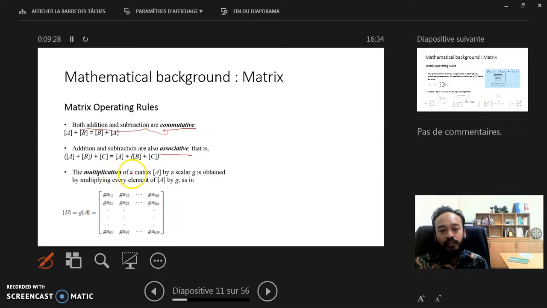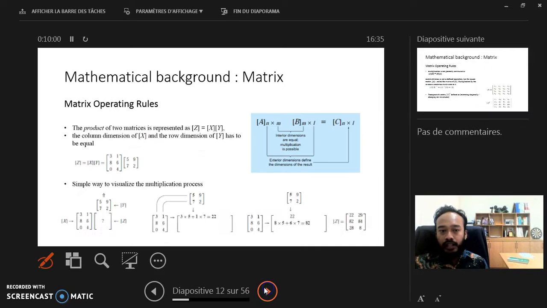And then multiplication. We can also multiply a matrix by a scalar. Multiplying a matrix by a scalar means, let's say we have a matrix A multiplied by a scalar G, which becomes a new matrix D. Matrix D is simply a matrix with each element of A multiplied by the scalar G. So you multiply each and every element by the scalar G, and that's the new matrix D, which is G multiplied by the matrix A. And what other operations can be done?